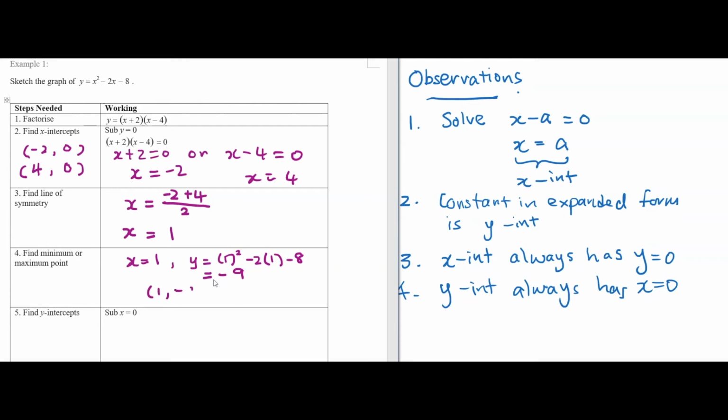Later on, when I talk about the shape of the graph, I will talk a little bit about whether this turning point is a minimum or maximum. Actually, it is quite intuitive, so let's get to that later on.